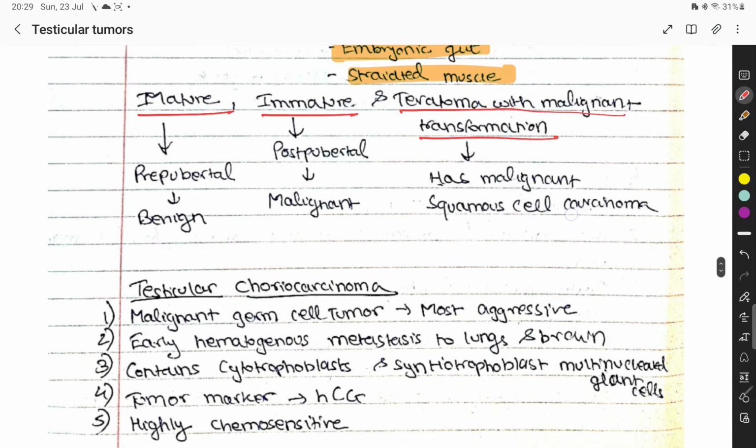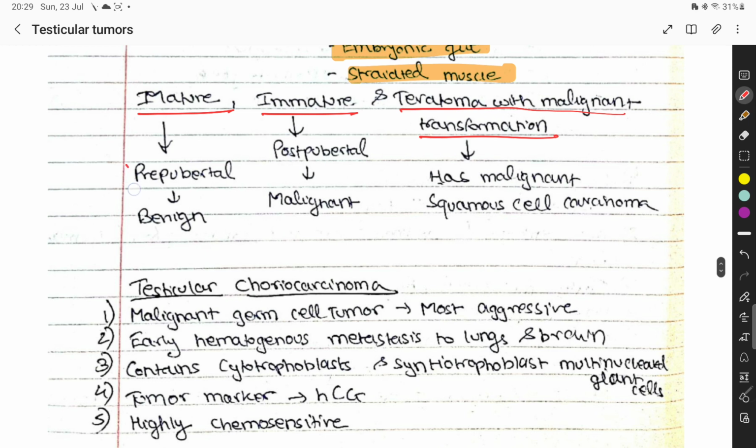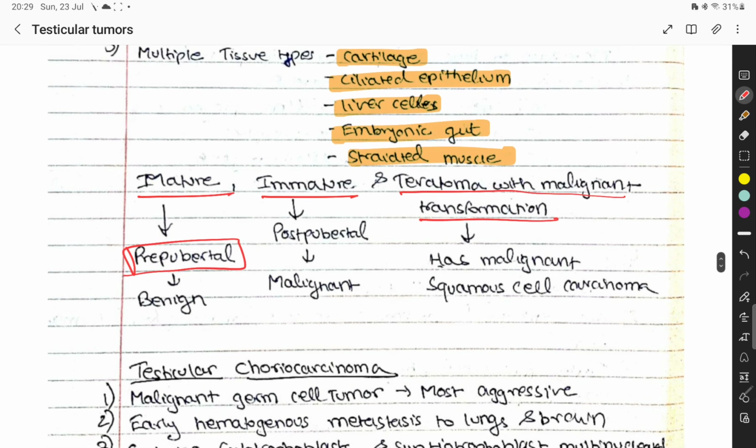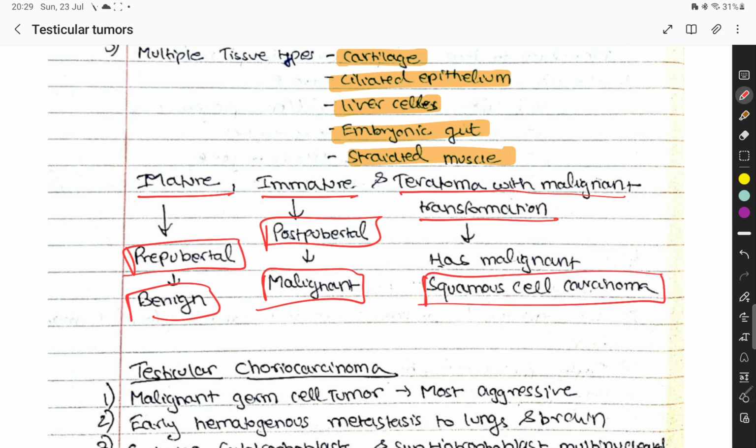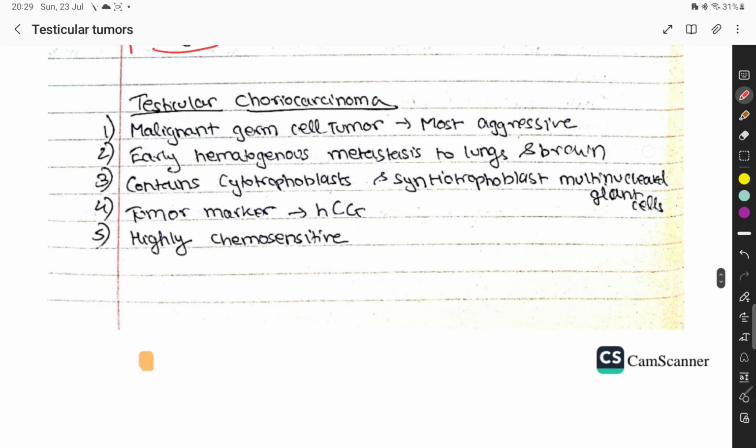Now, mature teratomas mostly happen prepubertal. What did we say? It's the same as yolk sac. Prepubertal, benign, so better prognosis. Immature will happen postpubertal, malignant, so worse prognosis. Teratoma with malignant transformation means the teratoma itself has a malignancy. This is an example of squamous cell carcinoma.